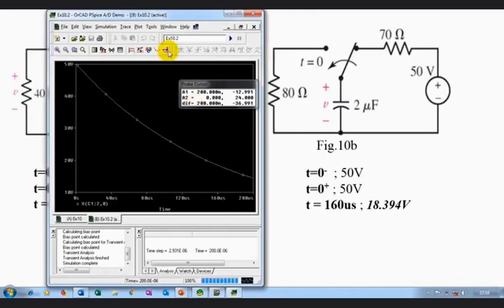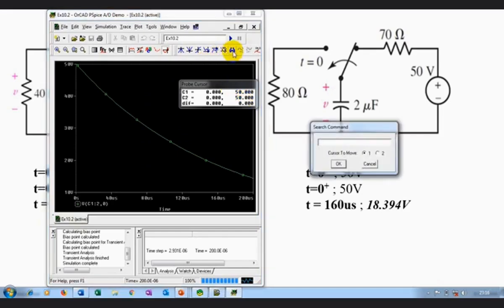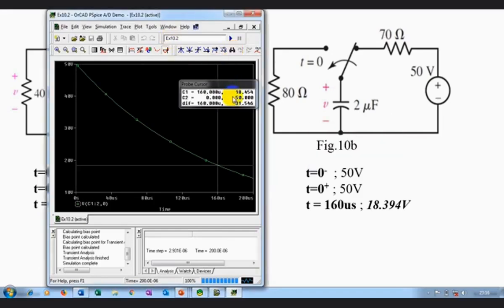Let us compare our answers now. So this is your output. Let's delete the old file. Yes. Click on toggle cursor. You can see the value as 50, right? And then let us click on cursor search for the value, search for x value 160u. And the answer is 18.454, right? So slightly greater, or we can round it up and say it's 18.4, right? So this is how one has to calculate and simulate results in PSpice.